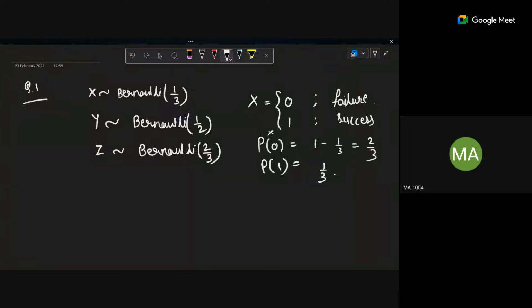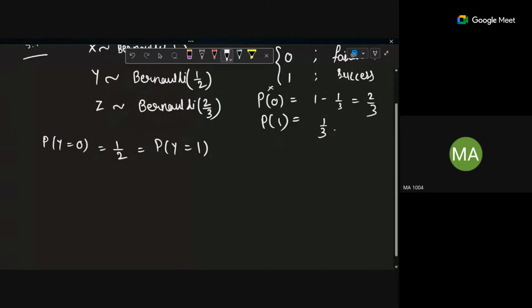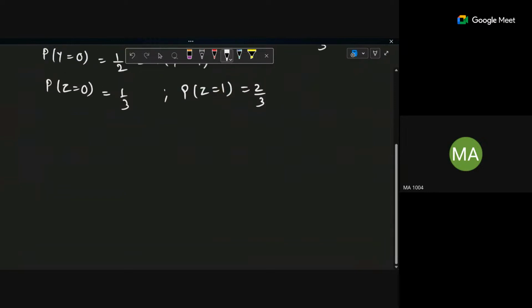Similarly, if I write the probability for Y is equal to 0, then what will it be? 1 by 2, right? And what will be the probability at Y is equal to 1? Again 1 by 2, right? And the probability at Z is equal to 0 will be 1 by 3. Yeah, the probability at Z is equal to 1 will be 2 by 3. Fine.